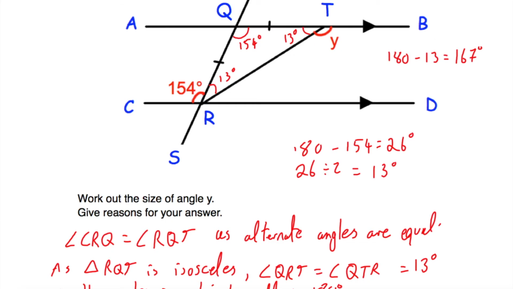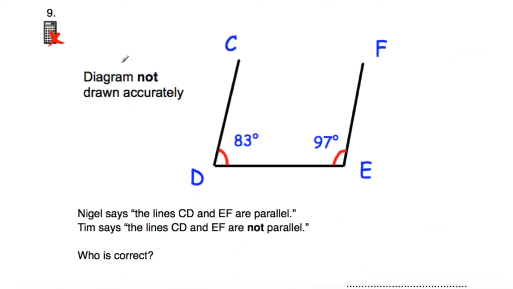Okay, let's have a look at our next question, question number 9. So question number 9, we've got this diagram, and Nigel says that the lines CD and EF are parallel to each other, and Tim says the lines CD and EF are not parallel to each other, and we've been asked who is correct. So who's correct, Nigel or Tim?